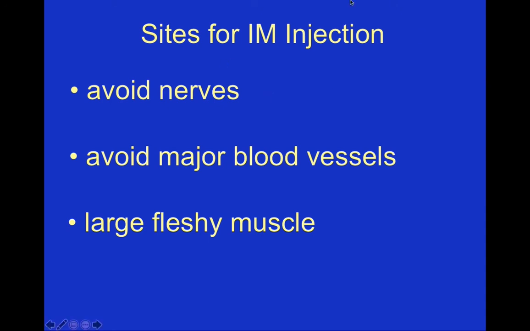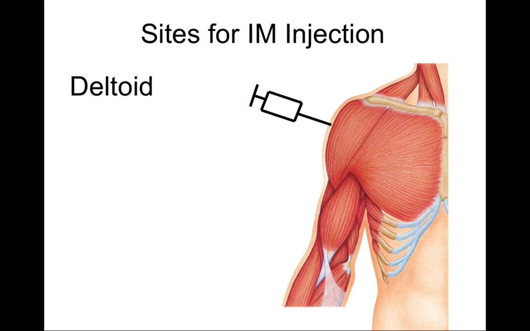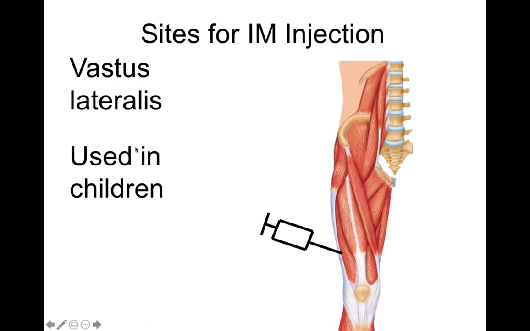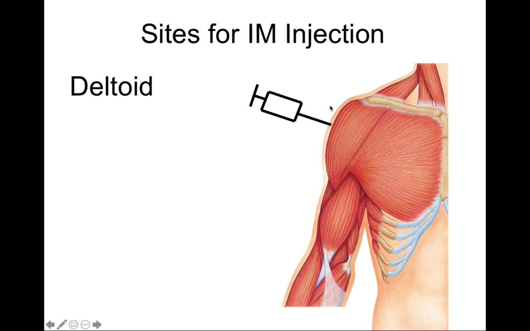So for the sites for intramuscular injections, we typically look for large fleshy muscles that don't have major nerves or blood vessels passing through them. 3 locations for intramuscular injection that we'll often use are the deltoid muscle, the gluteus medius muscle, and the vastus lateralis muscle. This muscle tends to be a bit more developed than the other muscles in children, so we'll often be using this muscle in children for intramuscular injection. The deltoid is one of the most common sites for intramuscular injection out of the 3.